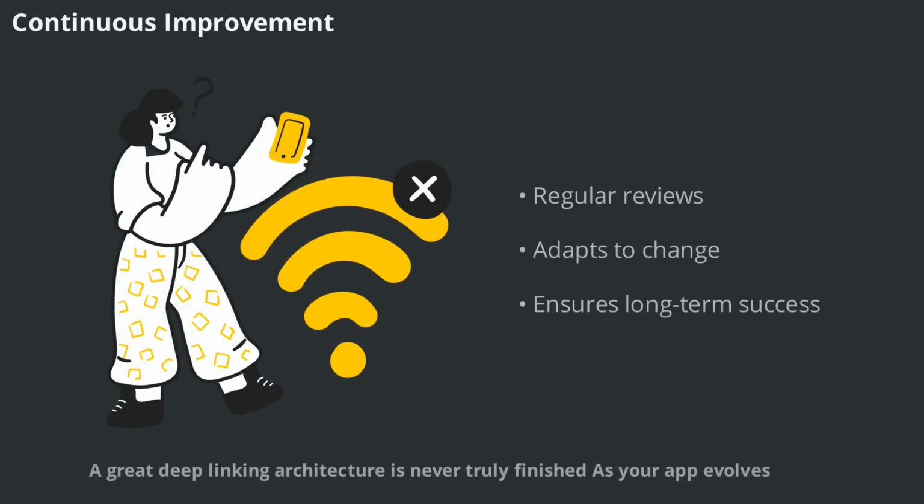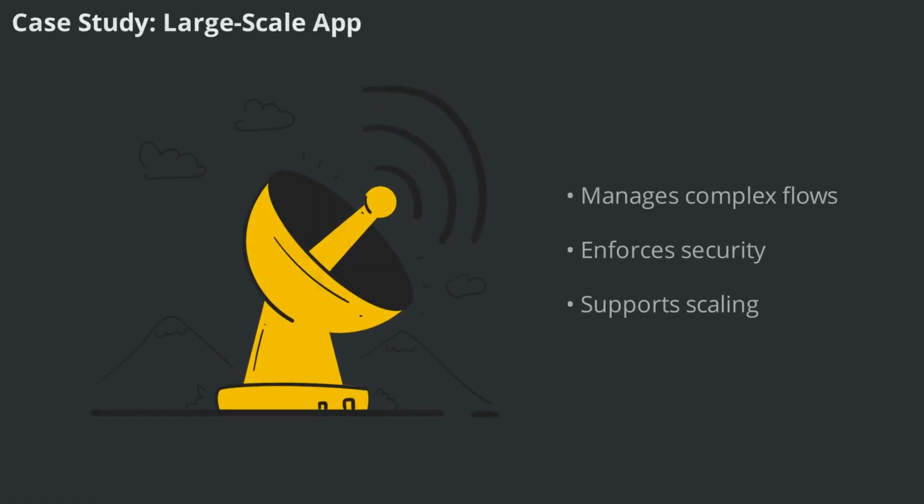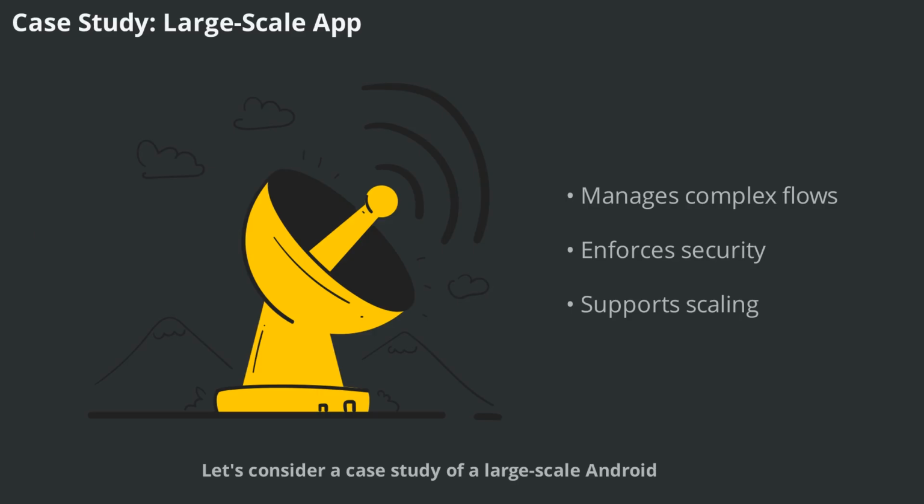A great deep linking architecture is never truly finished. As your app evolves, so should your routing pipeline. Regularly reviewing and updating your architecture ensures that it continues to meet your needs and adapts to new challenges. Continuous improvement is the key to long-term success in large-scale Android development. Let's consider a case study of a large-scale Android app with multiple feature modules and millions of users.